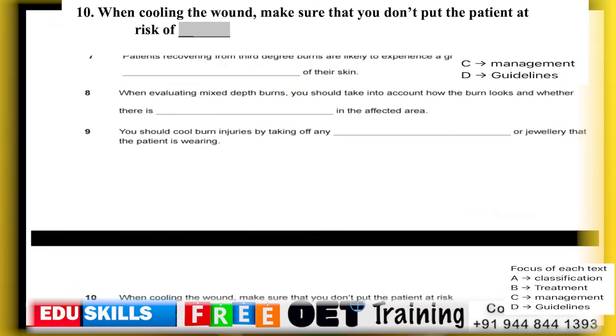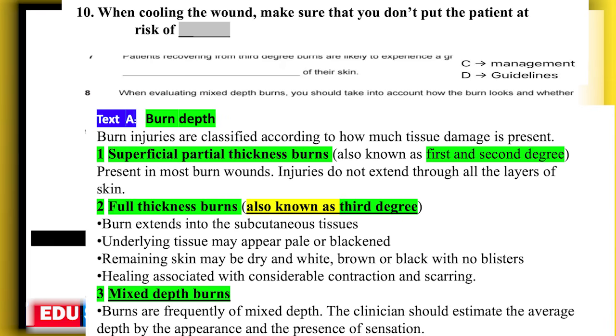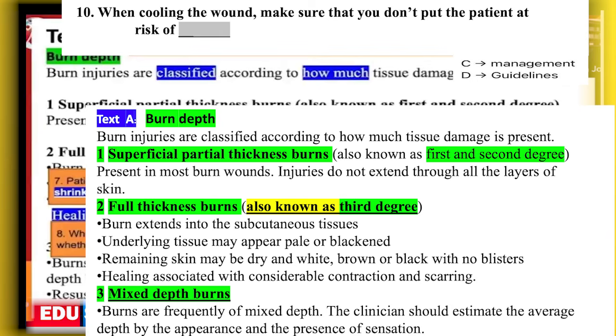Patients recovering from third-degree burns are likely to experience a great deal of shrinkage and dash of their skin. So the hedging words, we can mark as third-degree burns and deal of shrinkage. So we know that third degree is mentioned in text A. So just glance through that and see where the answer is. So in text A under third degree it is mentioned that healing is associated with considerable contraction and scarring.